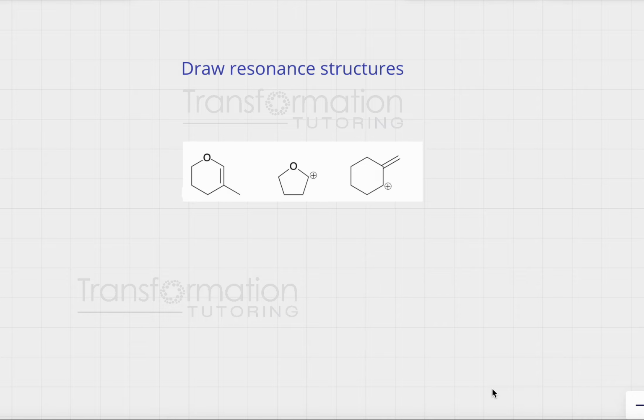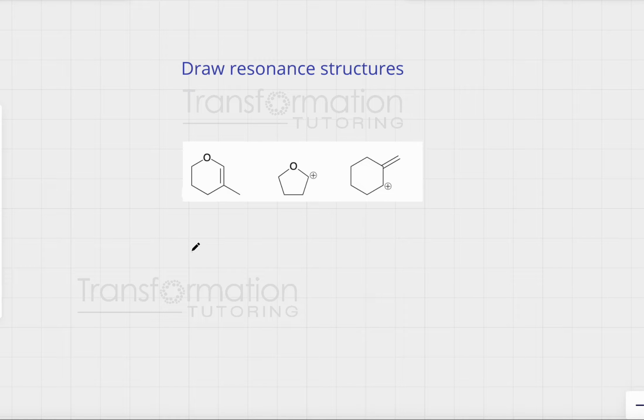Draw resonance structures. Resonance structures are different forms of the same molecule where the only thing that changes is the location of electrons, and electrons only. A molecule is at the same time a hybrid of all of its resonance forms. So how do we show resonance forms? There are two major patterns that we have to keep in mind when we do this.